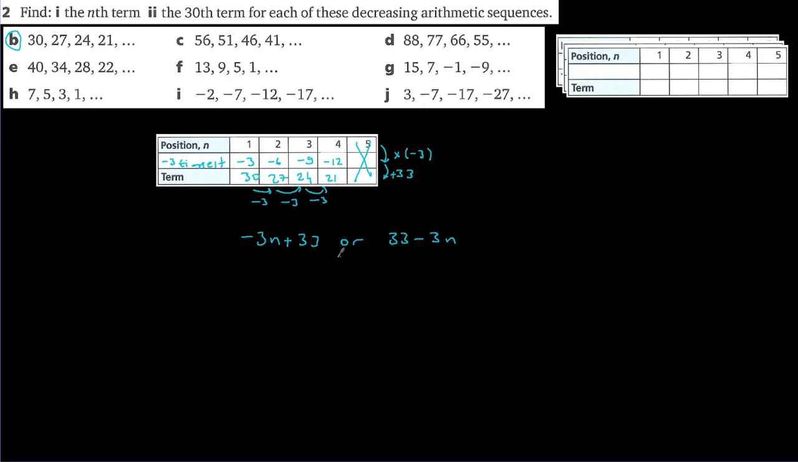Okay, with respect to that one, if you are going to find the 30th term, n is equal to 30, which means 33 minus 3 times 30, that's equal to 33 minus 90, which is equal to minus 57. Okay, this is the end of the solution.